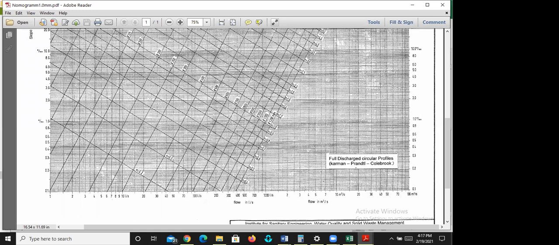Or what is the design horizon? Or you say, what is the expected lifespan? The person will say 50 years. You will now use the population factor. In Nigeria, it's about 4%. And calculate and say, what will be the population of this area in 50 years? That is the number you're going to use. You're not going to use the number of today.